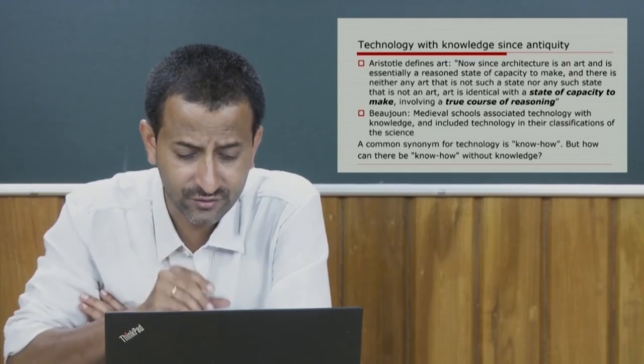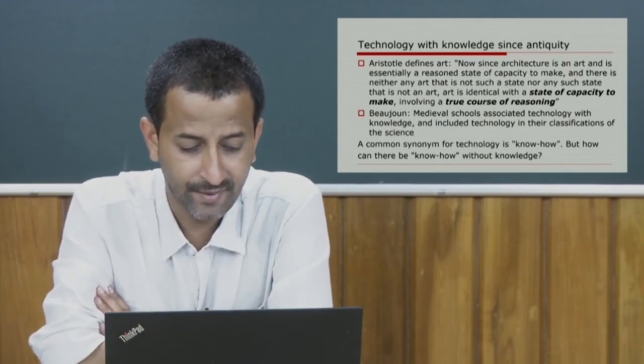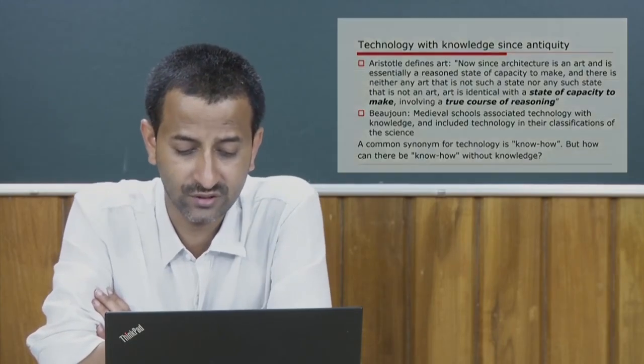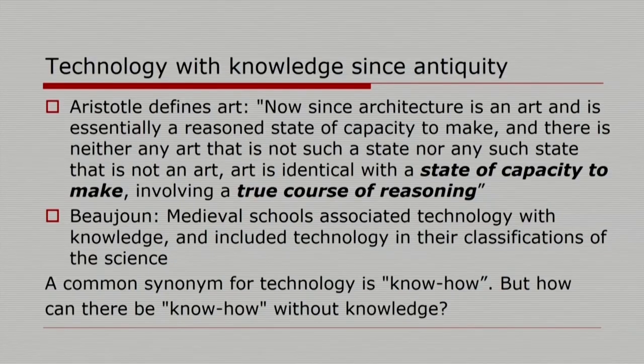The reference to architecture makes it clear that our term technology is included in Aristotle's term art. Equally clear is Aristotle's association of art with knowledge. Aristotle's reasoned state of capacity is a quality of a human being. To Aristotle, it might be manifested in things, but he would not have confused it with the things it produced. Aristotle was not an isolated exception.